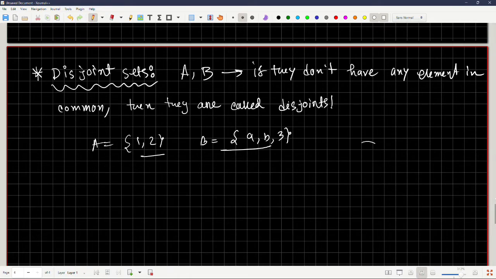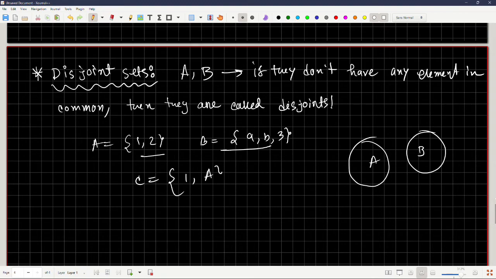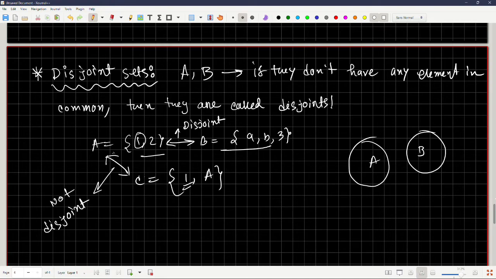And a diagram will look something like this between these two sets. There is no overlap in between them. And if you take another set, let's say C, that has 1 and capital A, C and A are not disjoint because we have one element in common between them. Not disjoint. But A and B, they are disjoint. C and B, well, they are disjoint as well.